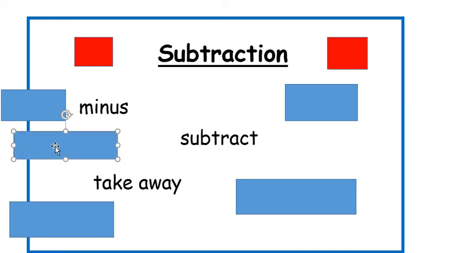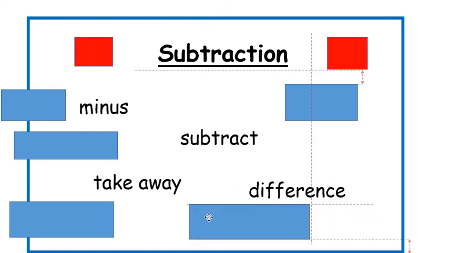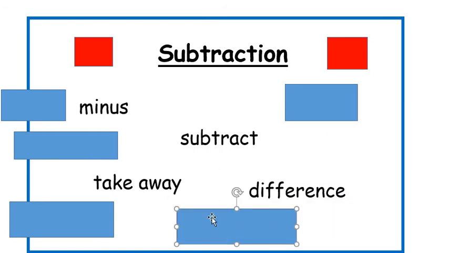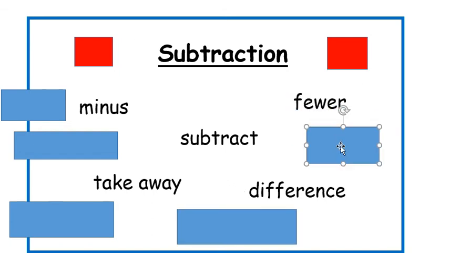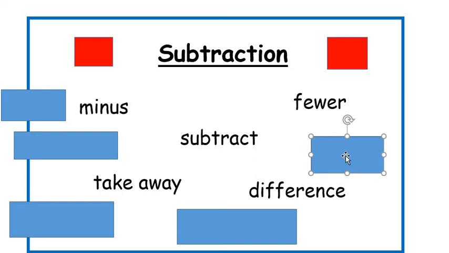Then we have the word subtract. We'll be using that word a lot this week. Then we have the word difference. So when you're doing subtraction, you're actually finding out the difference between two numbers. And then there's the word fewer. You might realize that when you're subtracting, the numbers actually get smaller and smaller, so you get fewer and fewer left.